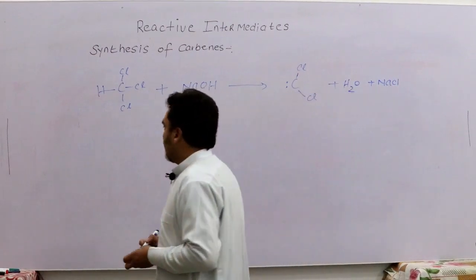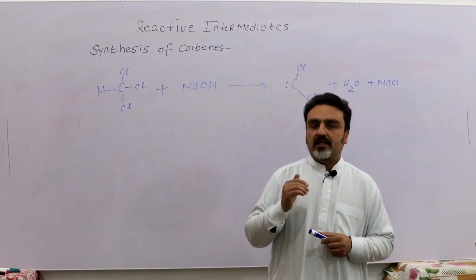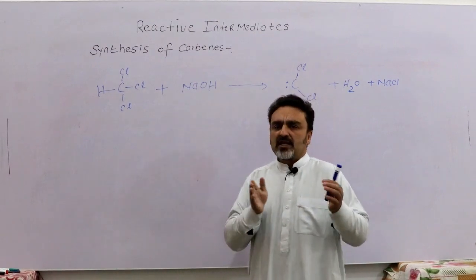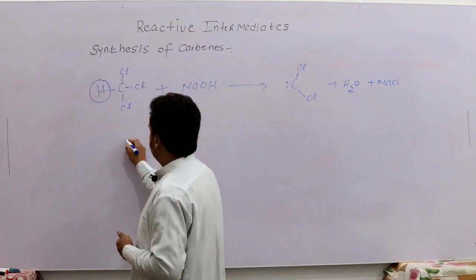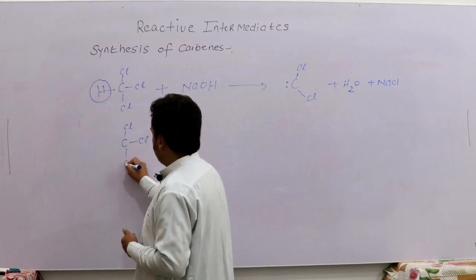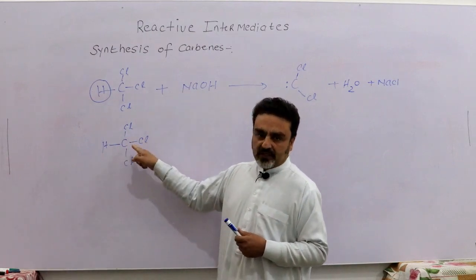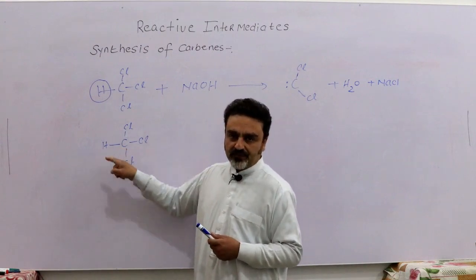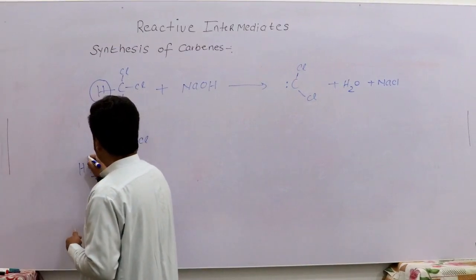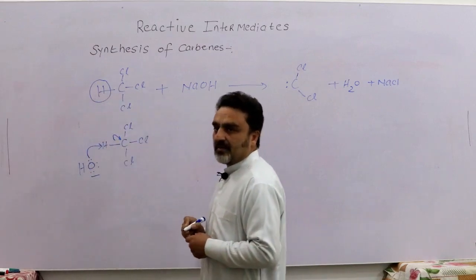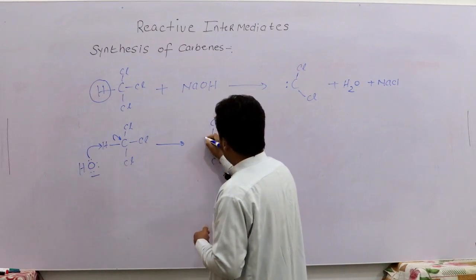Now look at this reaction. As you see, sodium hydroxide is a base, but not a very strong base. It lies a little bit above the moderate bases in strength. This hydrogen is very much acidic. The reason is that the three electron-withdrawing groups have a negative inductive effect on the carbon, so it becomes partially positive. The hydroxyl group can abstract this proton, and after abstraction it produces CCl3, a carbanion.